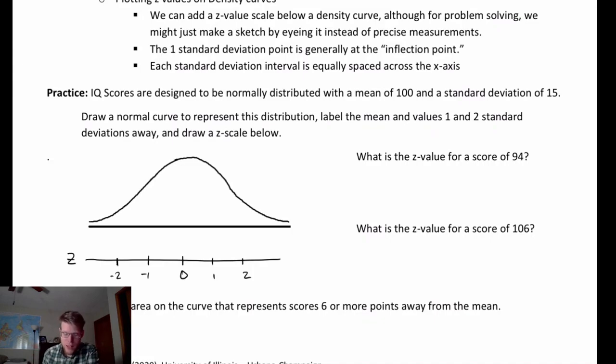So if the mean is 100 for this variable, then we're going to put 100 right around here. And then the 1 and 2 standard deviation values are going to be 15 below, which would be 85. 30 below would be 70. 15 above would be 115. 30 above would be 130. Okay, so you can see how it lines up with those z values.